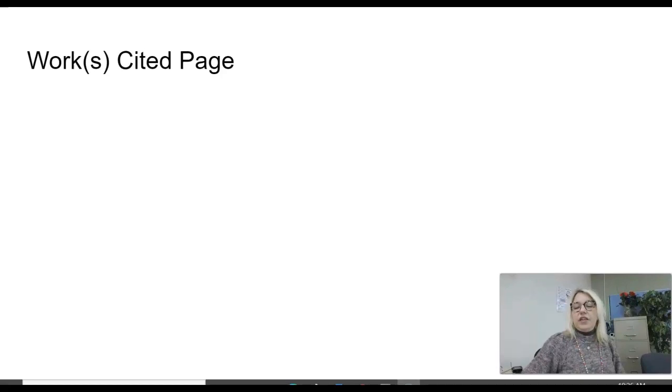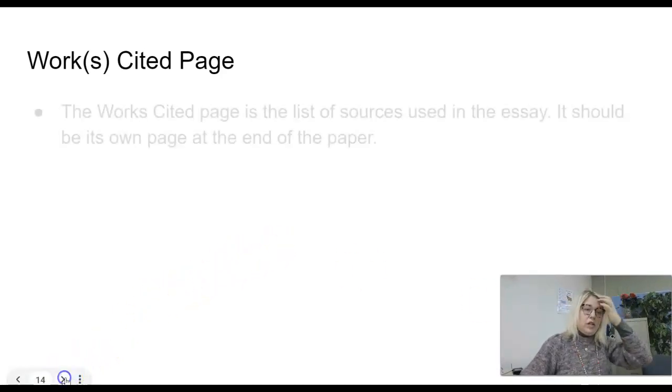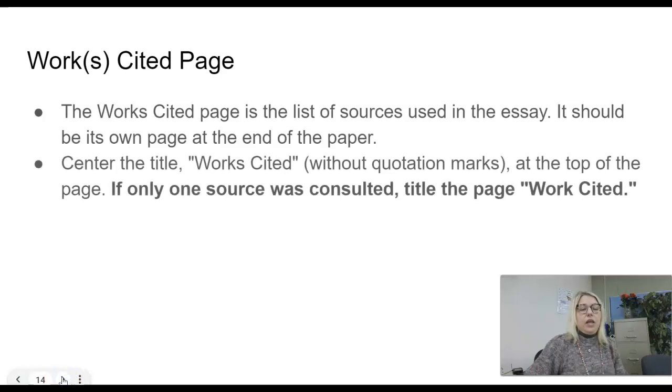Now you also do have to have a works cited page, even if you only cite one source. It's the list of sources used in the essay. It should be its own page at the end of the paper. And you're going to center the title Works Cited if you have more than one work. If you only have one work, like Men We Reaped or Frederick Douglass, you're just going to say Work Cited, because it's just one. There isn't works. There's just one work. All right?